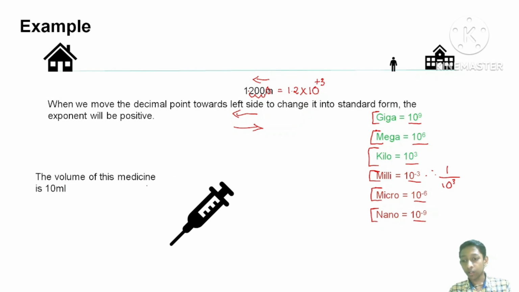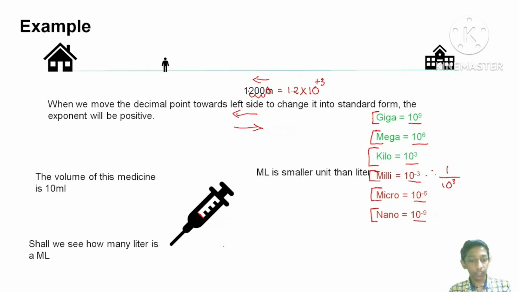The volume of this medicine is 10 milliliters. Now let's see how many liters that is. In this case, milliliter is a smaller unit than the liter. 1 milliliter is equal to 1 by 1000 liters. 1 milli is equal to 10 raised to the power of minus 3, that is 1 by 1000. Then 10 ml is equal to 10 by 1000 liters.